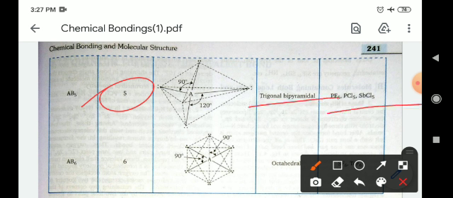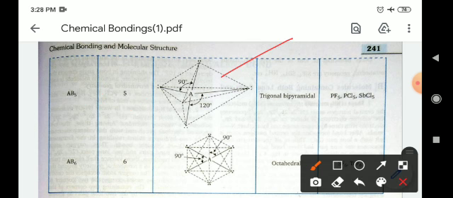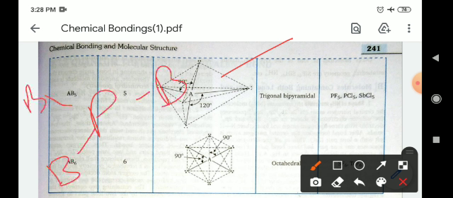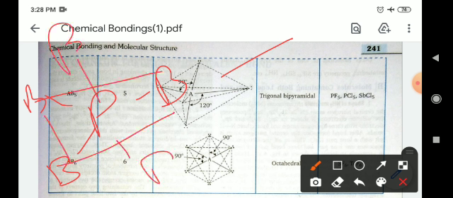After that, AB5 type. The number of bonds is 5, and they repel each other and form a trigonal bipyramidal shape, for example PCl5. This structure can also be illustrated like this: A, B, B, B, and B and B. This is known as trigonal bipyramid. Two types of bond angles are found: three bond angles of 120 degrees and two bond angles of 90 degrees.